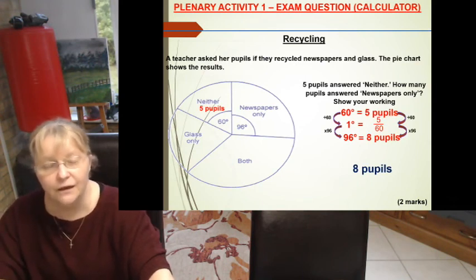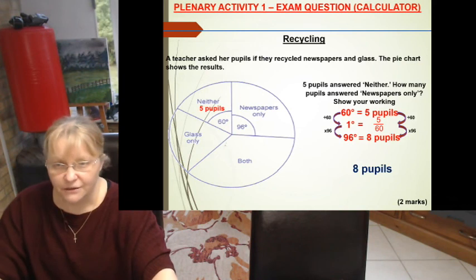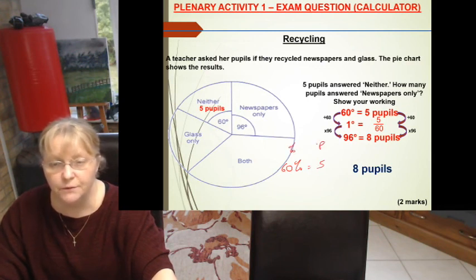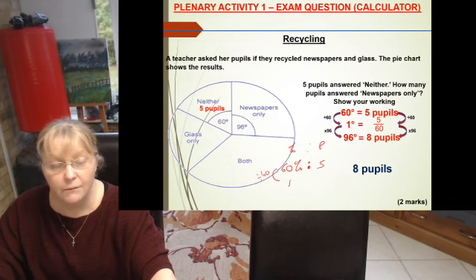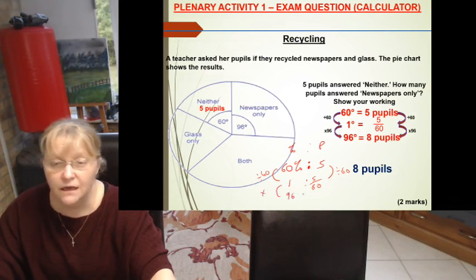Again, I've written down how to do this. This time I used a ratio because I like ratios. So I know that 60% is equal to 5 pupils. So I'll do that here, percent pupils, for those who are better used to ratios. So now I want to know what 1% is, so I divide by 60. And with ratios, what you do to one side, you do to the other. And that becomes 5/60ths. And then I want to find out what 96 is, so I multiply by 96. And again, what you do to one, you do to the other. And so the answer is 8.